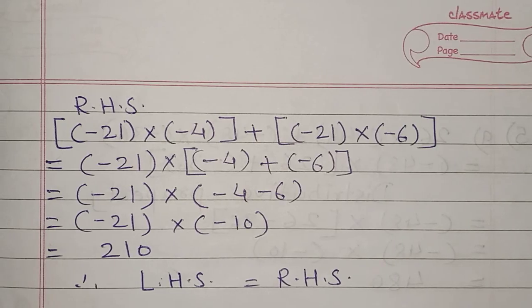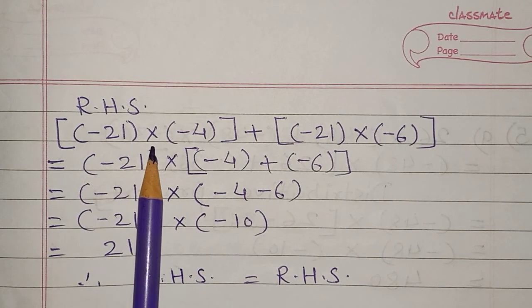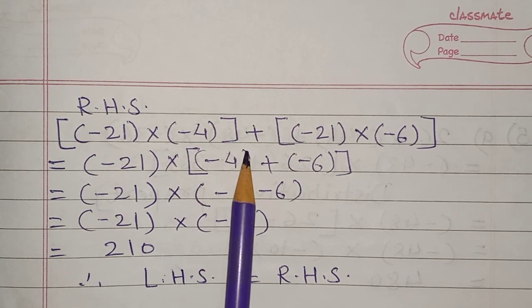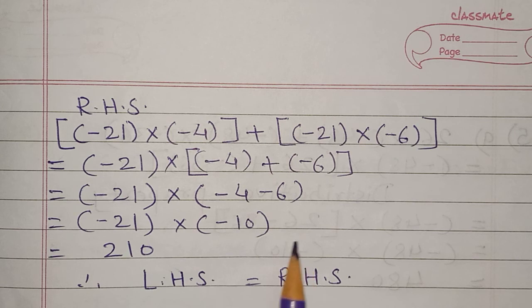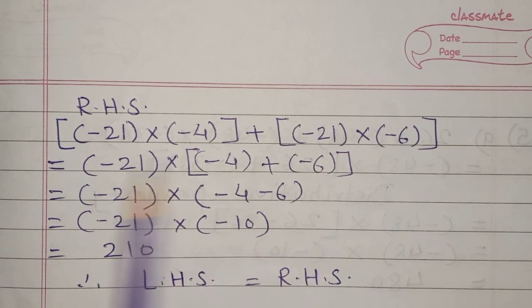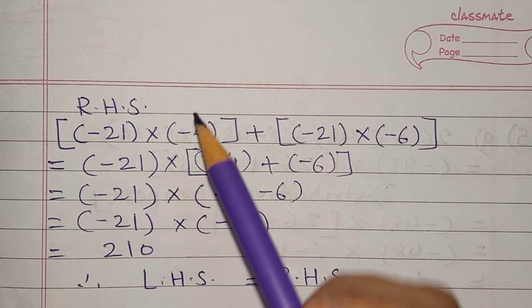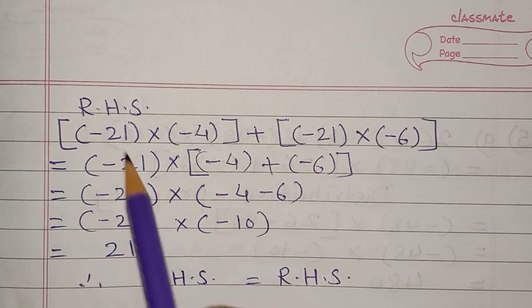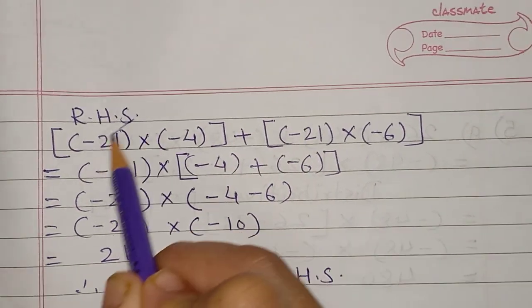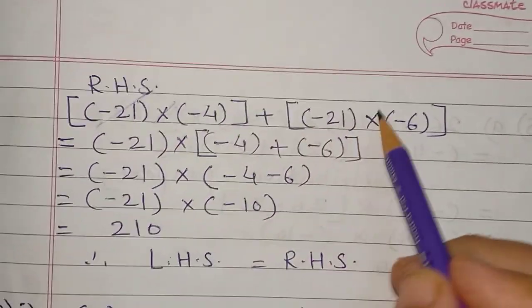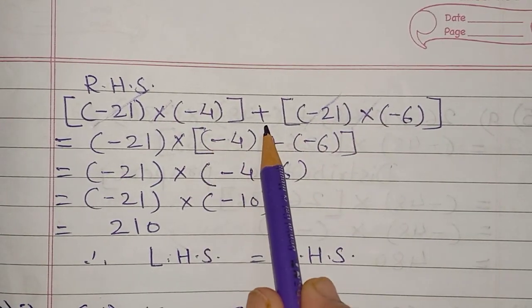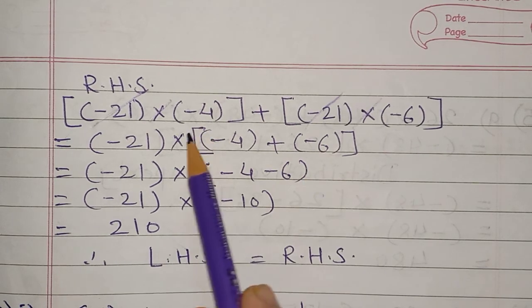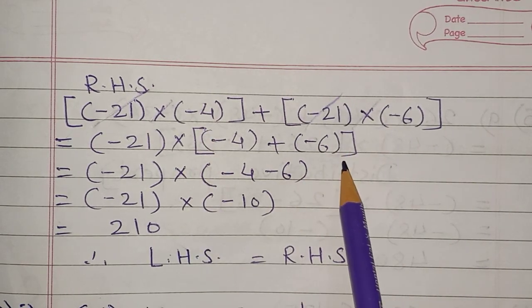Now let's see the right hand side. Minus 21 into minus 4 plus minus 21 into minus 6. From both the sides minus 21 is common, so I will take minus 21 out. So if the minus 21 goes from both the sides, minus 4 plus minus 6 will remain, that I have written in one bracket.